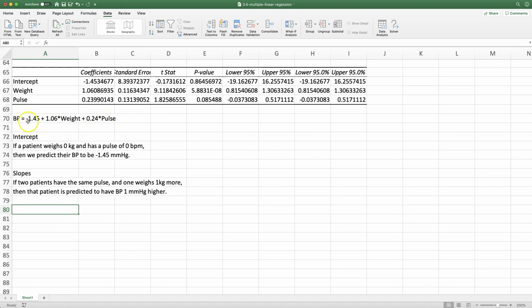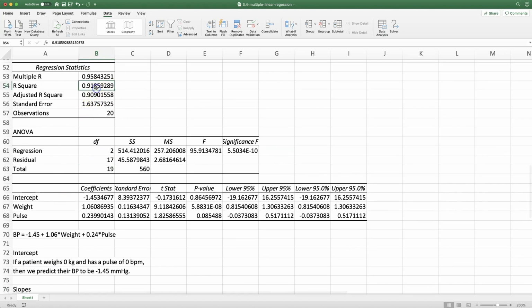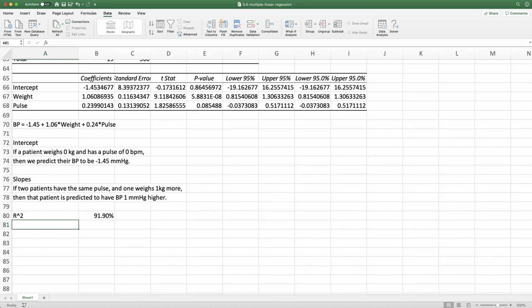Before making predictions with this multiple linear regression model, let's determine if it does a good job of predicting blood pressure. We can measure this as usual with the coefficient of determination, r squared. Excel's built-in RSQ function doesn't help with multiple linear regression, but thankfully the regression output has r squared included in it, 0.9185, 91.9%.